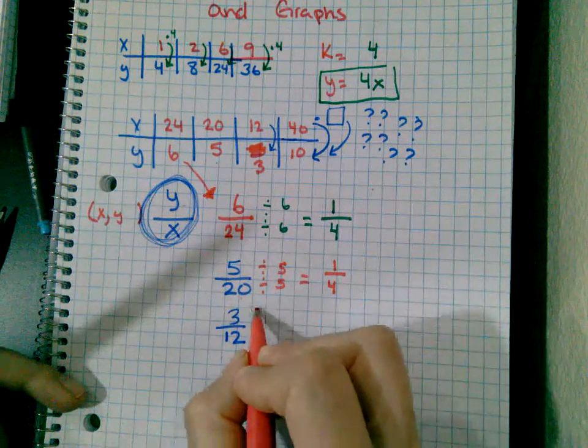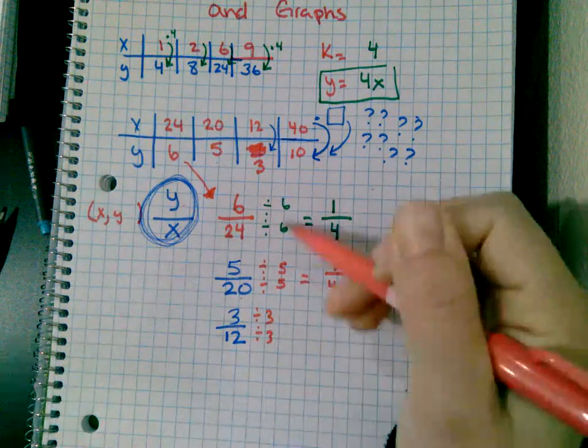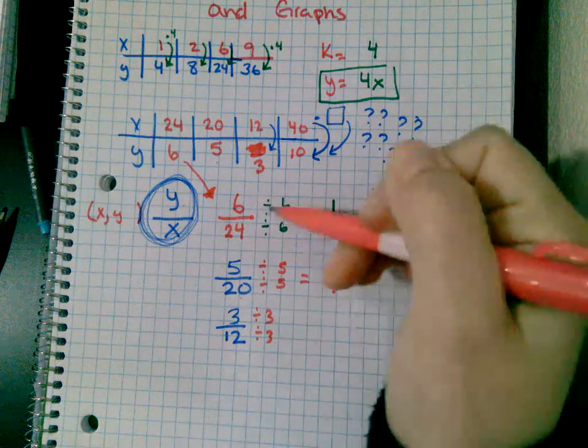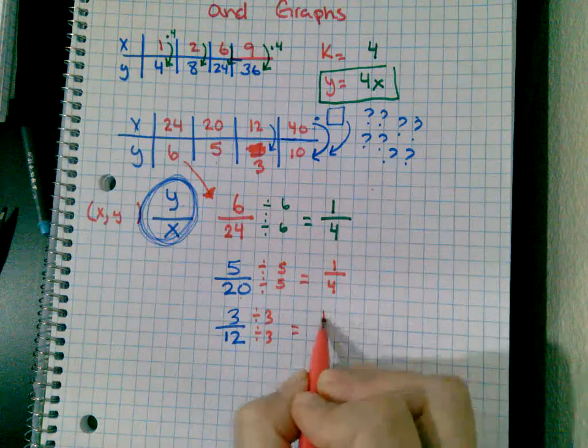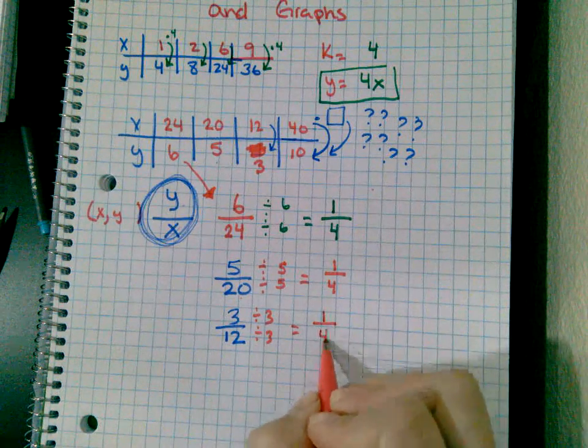I can divide this by 3. You should have learned how to simplify in elementary school when you did adding fractions. You had to simplify them. 3 divided by 3 is 1. 12 divided by 3 is 4.